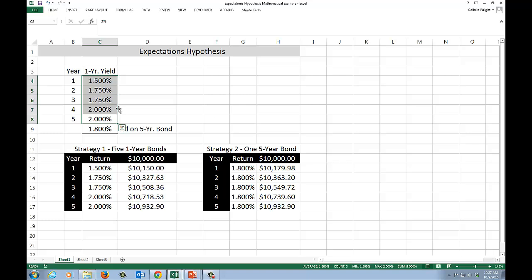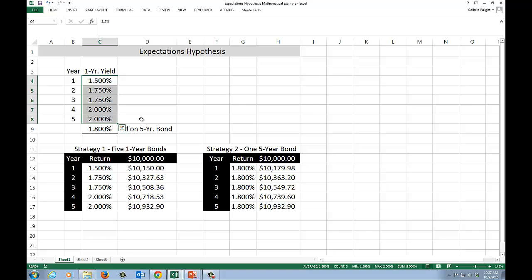So if you go ahead and calculate the geometric average of these 5 1-year treasury yields, you would get 1.8%. So what the expectations hypothesis says, if that's what the market believes about 1-year yields over the next 5 years, that's what the 5-year yield should be right now. And here's why.